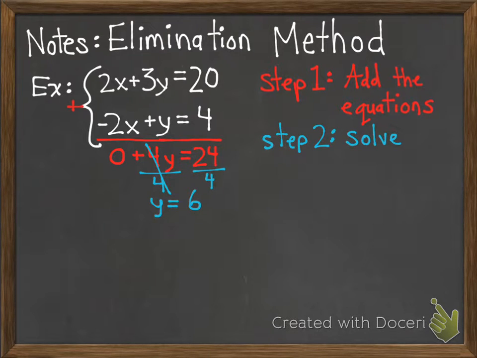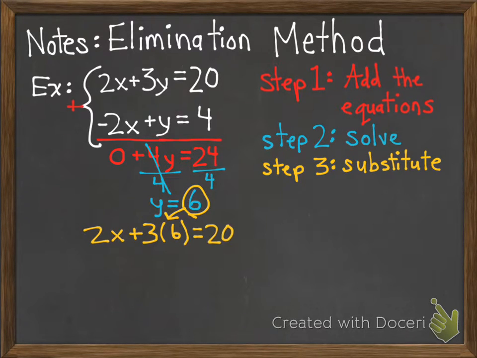Now that we know that y equals 6, we're going to take one of the original equations and we're going to substitute 6 for y. So instead of 2x plus 3y equals 20, it would be 2x plus 3 times 6 equals 20. We just take out the y and plug 6 in its place.